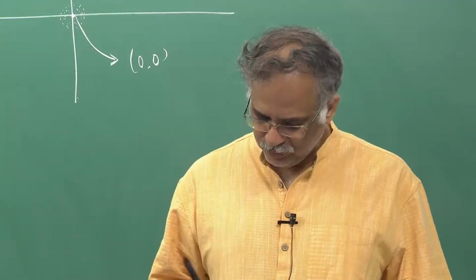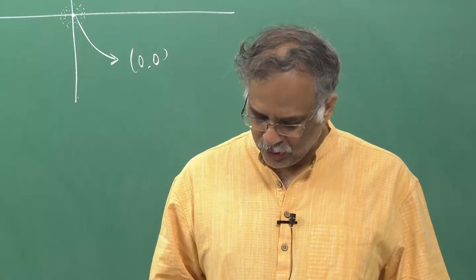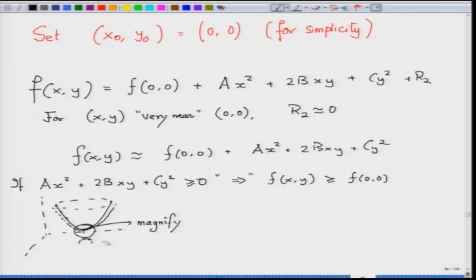Sorry, I am making a mistake. This should be my point 0 0, the origin, not this one. I am writing as if it is for a point x naught y naught.